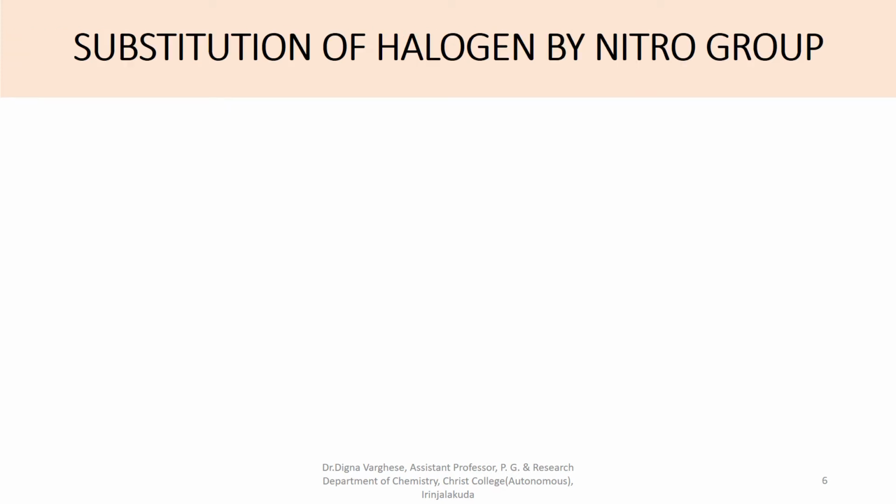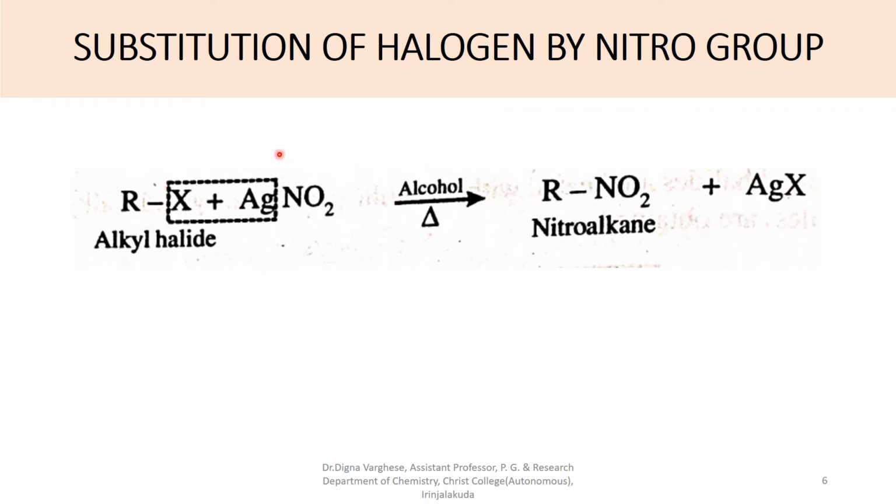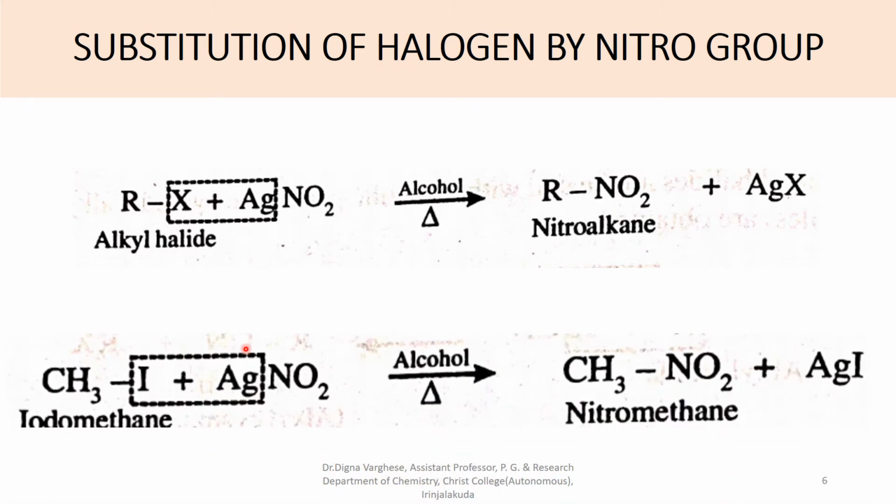Substitution of halogen by nitro group. Here you can see an alkyl halide reacts with alcoholic silver nitrite solution, forming nitroalkanes. So it is the formation of nitroalkanes. When alkyl halides are heated with alcoholic silver nitrite, nitroalkanes are obtained.